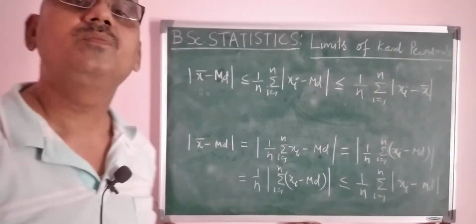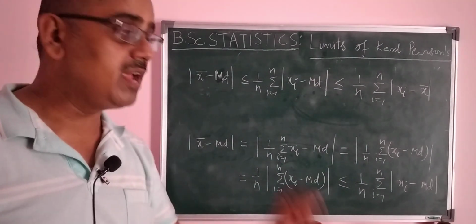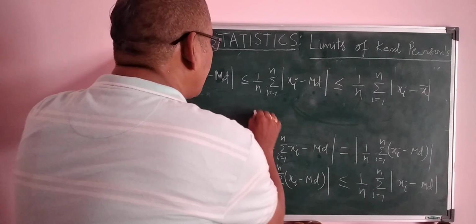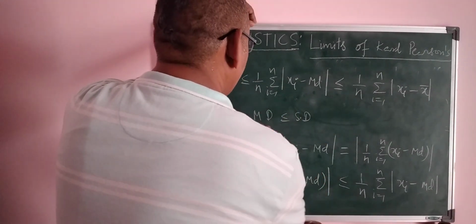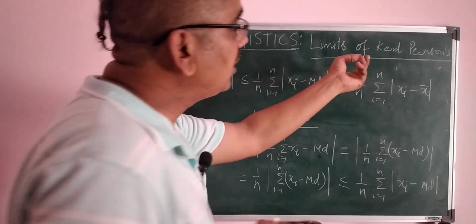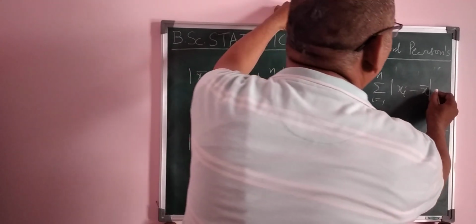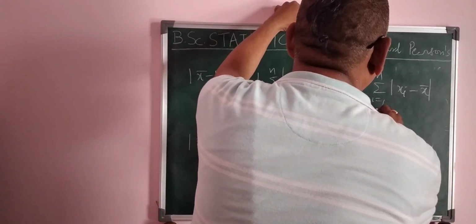And now, I compare another result. The mean deviation is always less than or equal to standard deviation. I am using this result. This is mean deviation. Therefore, it is always less than or equal to standard deviation.